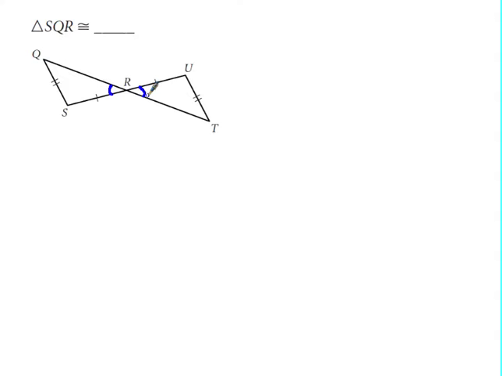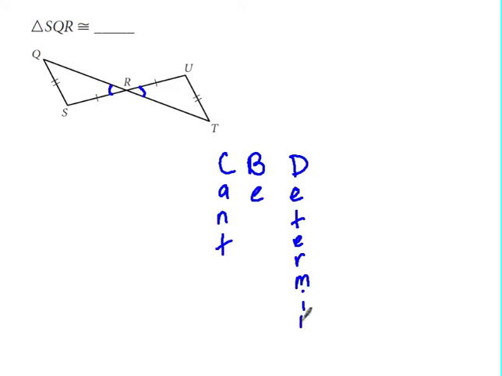So let's look at this scenario here. What do I have here? Angle side. No, side angle. Side, side, angle. What do I know about side, side angle? It doesn't work. So this one would be a CBD. Okay, CBD, which means can't be determined. So what you could do is you could actually write CBD if you wanted to.